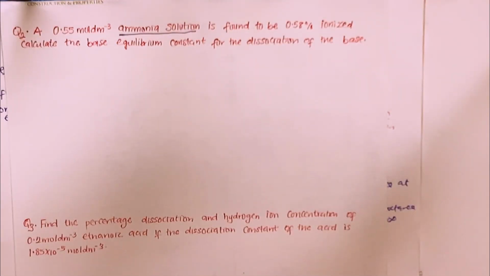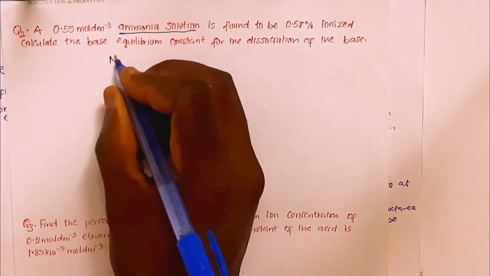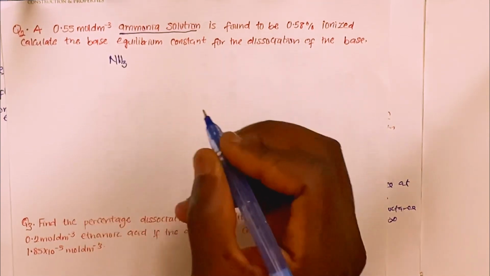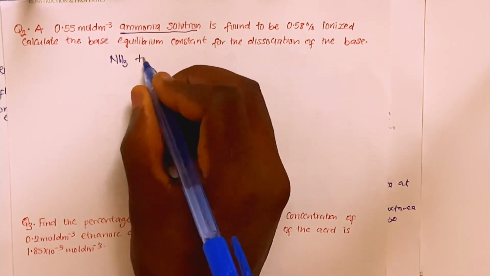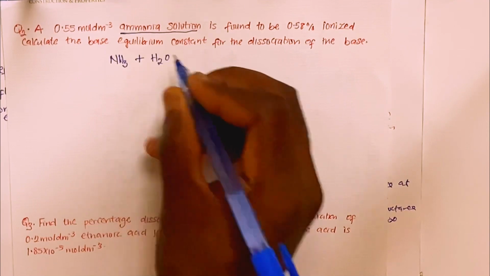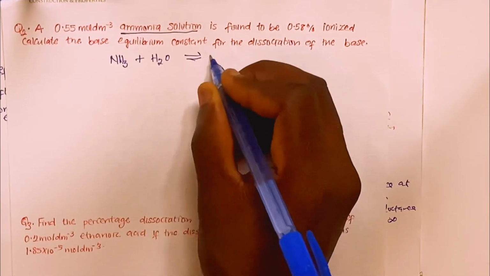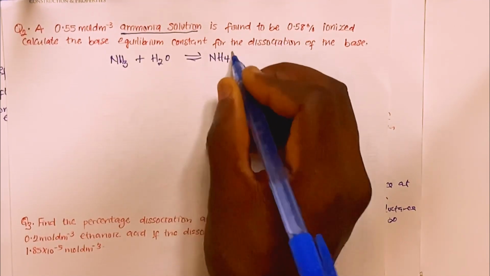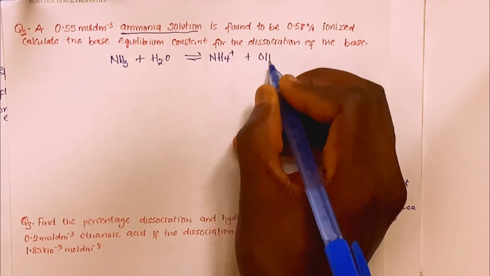It's going to accept a proton, because all bases serve as proton acceptors. In this case, I need to react my ammonia with water. Reacting with water, the initial reaction is NH3 plus H2O, to give my ammonium ion produced plus OH minus.